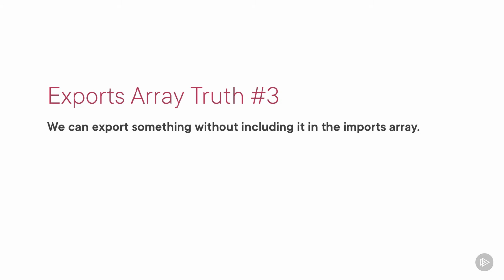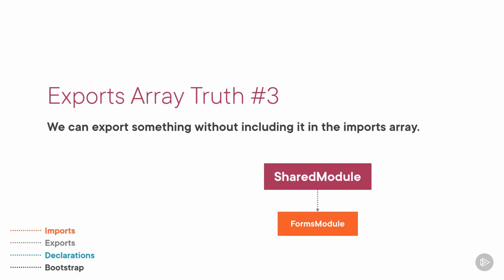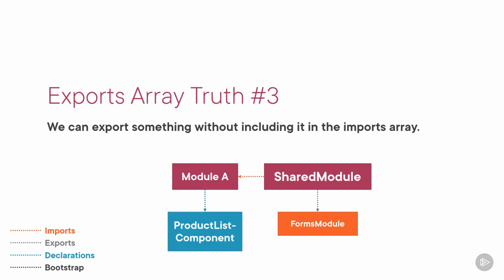We can export something without including it in the imports array. The imports array only needs to import the modules that are required by the components declared in the module. But the Angular module can still provide capabilities to other modules that import it by re-exporting. In this example, a shared module exports the Forms module, even though it did not include it in its imports array. So any module that adds shared module to its imports array will have access to the NgModel and other Forms directives. We'll see this in an upcoming demo.